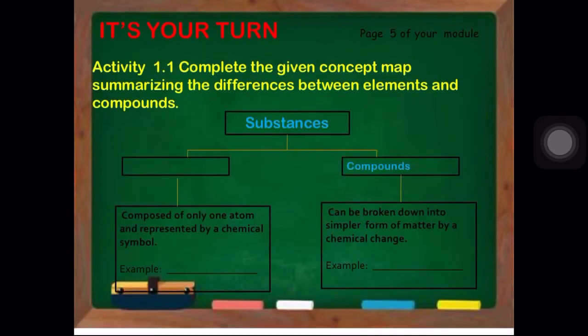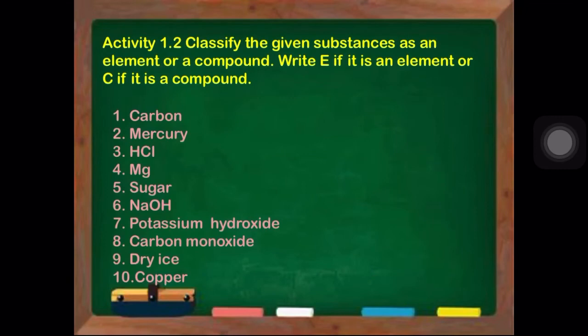So, you're going to answer your activity 1.1. So, you're going to complete the given concept map summarizing the differences between elements and compound. And then, activity number 1.2, classify the given substances as an element or compound. You're going to write letter E if it is an element, and C if it is a compound.